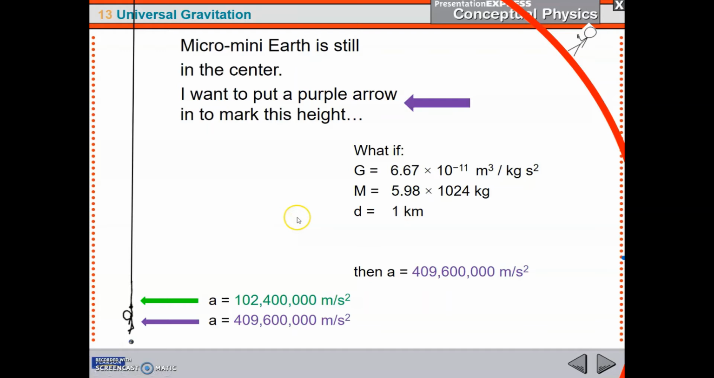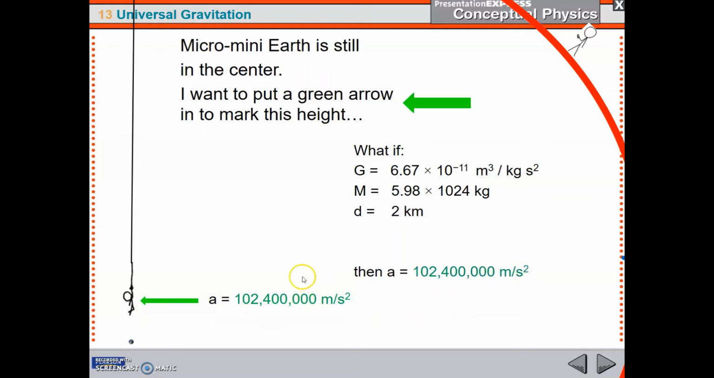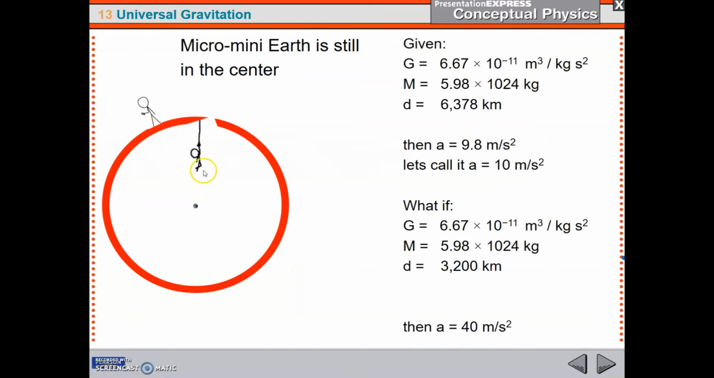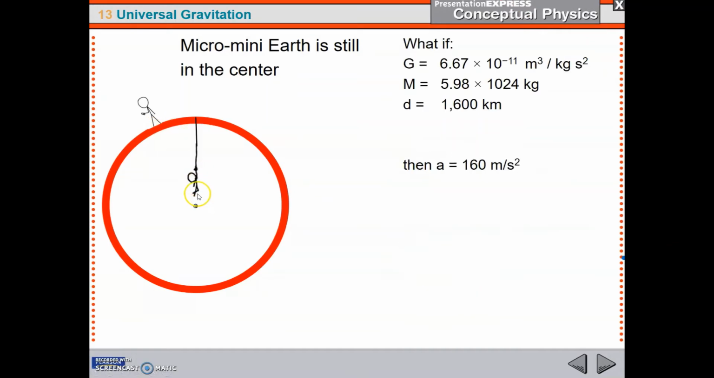Next, I'm going to go to a height of 1 kilometer. So you see he was here, now he's going to drop down halfway, and I'm going to put a purple arrow in there to mark that height. And at this height, when you do the math for 1 kilometer, now the acceleration is 409,600,000 meters per second squared. Okay? So, just to review real quick, we started at the surface of the Earth, and then we dropped to get in closer and closer.